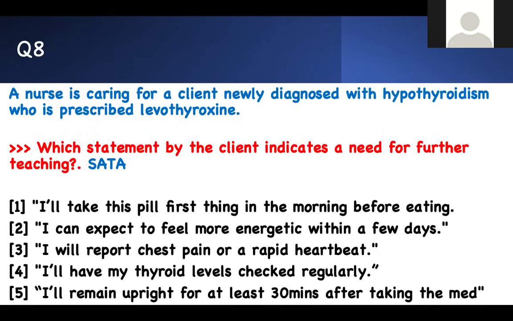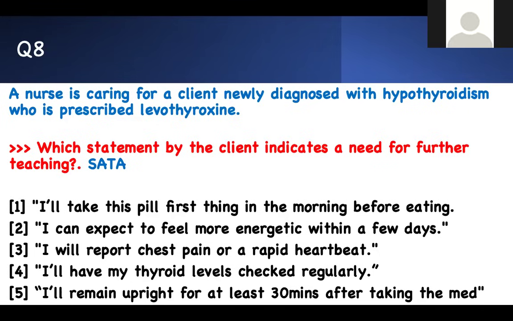I will expect to feel more energetic within a few days. It's a steroid. It takes some time to work. I will report chest pain or rapid heartbeat. I'm giving thyroid hormone that speeds things up. Therefore, that is expected. I will have my thyroid level checked regularly. Yes, you have hypothyroid. I want to make sure the medication is working. I will remain upright for at least 30 minutes after taking the medication.